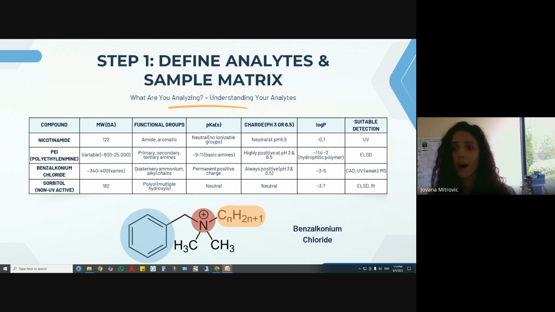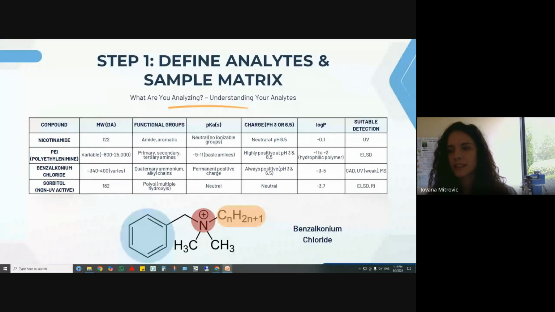A quaternary ammonium group. This is positively charged at all pH values, meaning it will strongly interact with cation exchange groups in mixed mode columns. We also have an aromatic benzene ring. This hydrophobic region is perfect for reverse phase interaction and can also participate in pi-pi interaction if your column supports them. A long alkyl chain tail, a non-polar tail, further enhances hydrophobic interaction, a property of this analyte, especially when we are working in reverse phase mode.